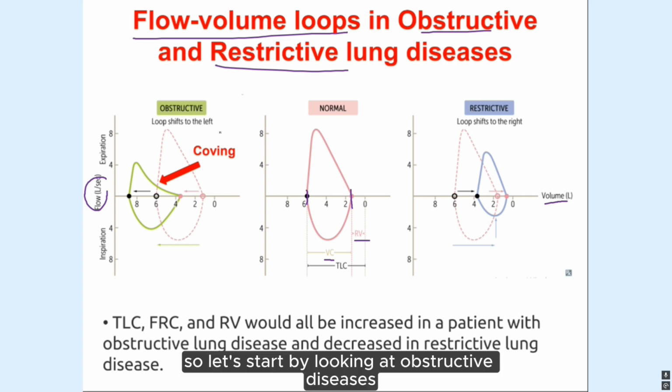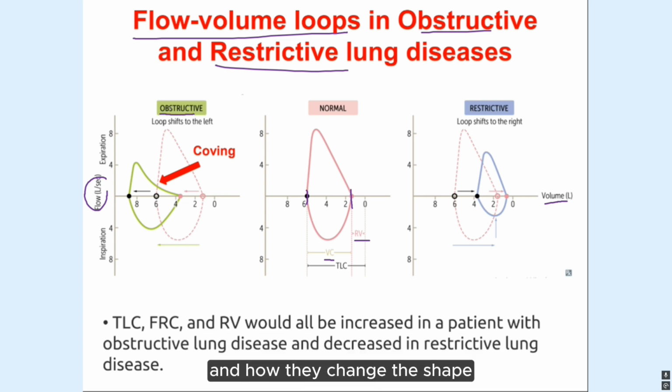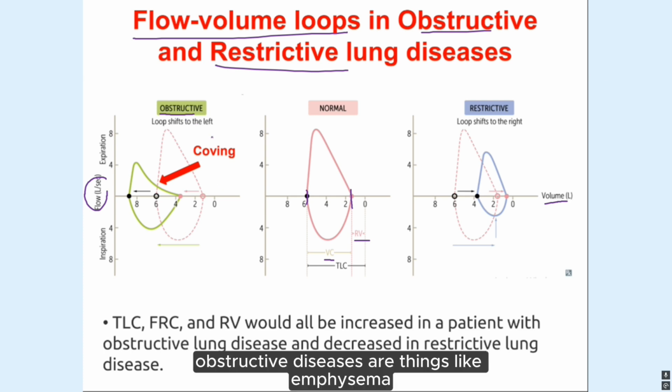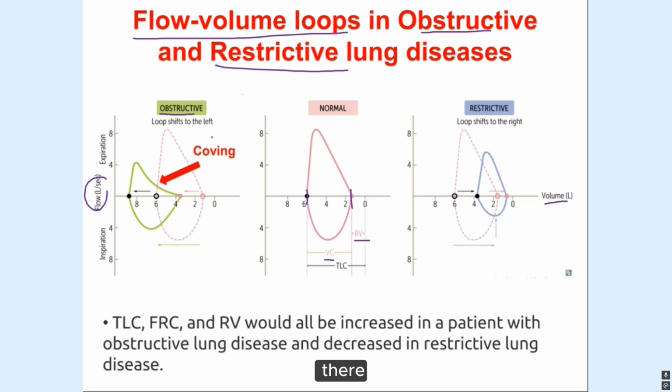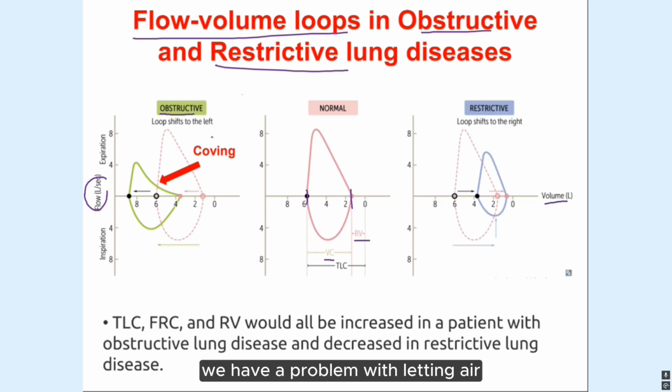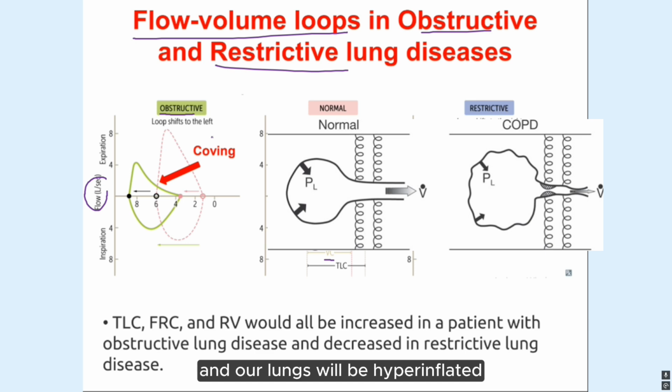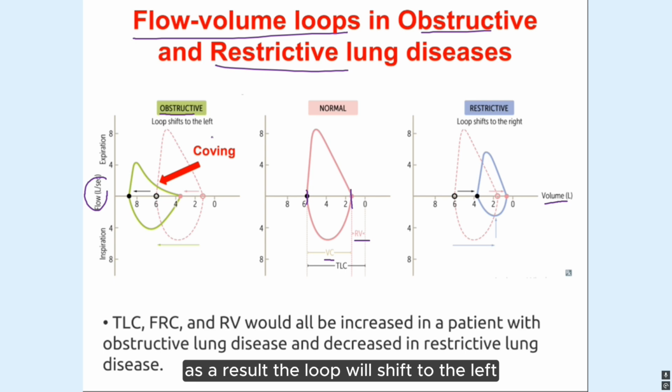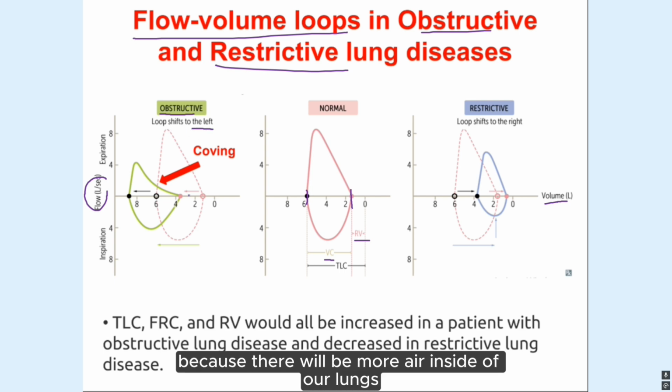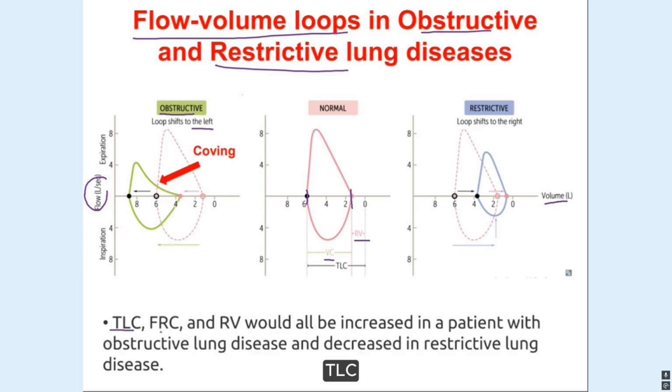So let's start by looking at obstructive diseases and how they change the shape and structure of this loop. Obstructive diseases are things like emphysema and asthma. There, we have a problem with letting air outside of our lungs. As a result, air becomes trapped inside of our lungs and our lungs will be hyperinflated. As a result, the loop will shift to the left because there will be more air inside of our lungs. TLC, FRC, and RV will all be increased.